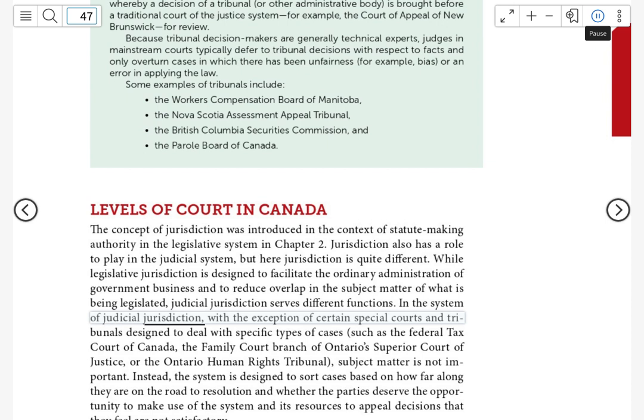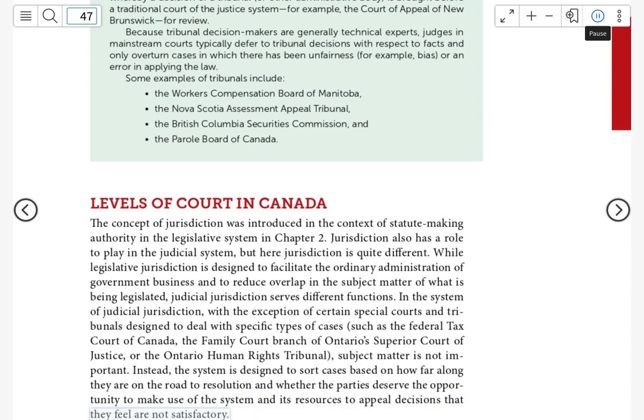In the system of judicial jurisdiction, with the exception of certain special courts and tribunals designed to deal with specific types of cases, such as the Federal Tax Court of Canada, the Family Court branch of Ontario's Superior Court of Justice, or the Ontario Human Rights Tribunal, subject matter is not important. Instead, the system is designed to sort cases based on how far along they are on the road to resolution and whether the parties deserve the opportunity to make use of the system and its resources to appeal decisions that they feel are not satisfactory.